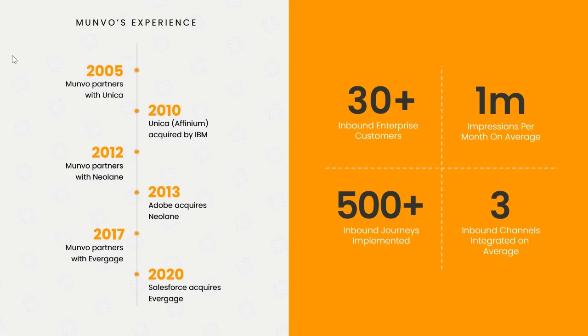As a firm, we've tended to partner with best-of-breed solutions, typically when they're smaller technologies, and then we've noticed that being best-of-breed solutions, they're acquired by larger companies. You see this with something like Affinium or Unica that was then bought by IBM, Newlane and Adobe, and Evergage and Salesforce.